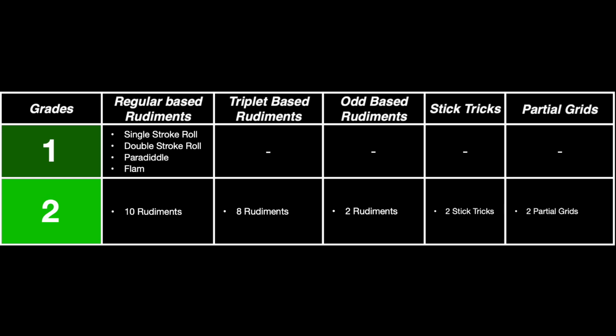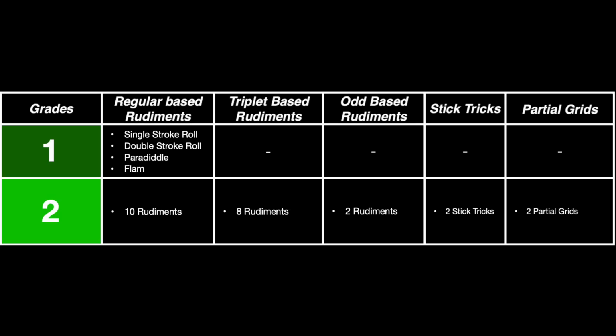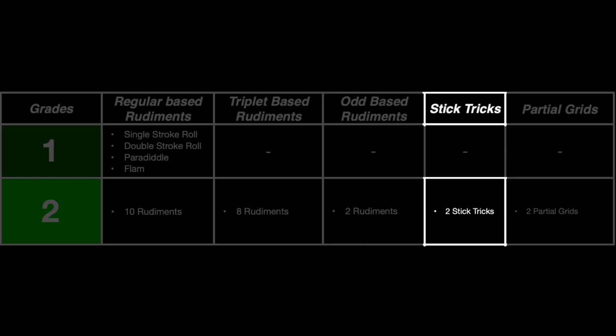And then you look at your odd based rudiments, you would have to learn 2 odd based rudiments. And those would naturally fit into, per se, a 5/8 time signature or a 7/8 time signature. Or if there's any other crazy odd time signatures out there that a rudiment may fit into, you would learn how to play it. Then looking at stick tricks, you'd have to learn 2 stick tricks.